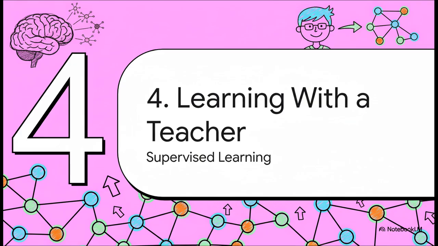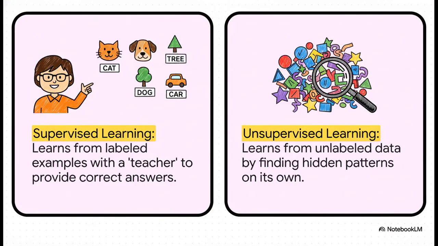So how do these networks actually tune all those little importance knobs, their weights? Well, the most common way is something called supervised learning. And the best way to think about this is like a student learning with a teacher who already has all the right answers. Here's a quick side-by-side. On the left, with supervised learning, you have a teacher.